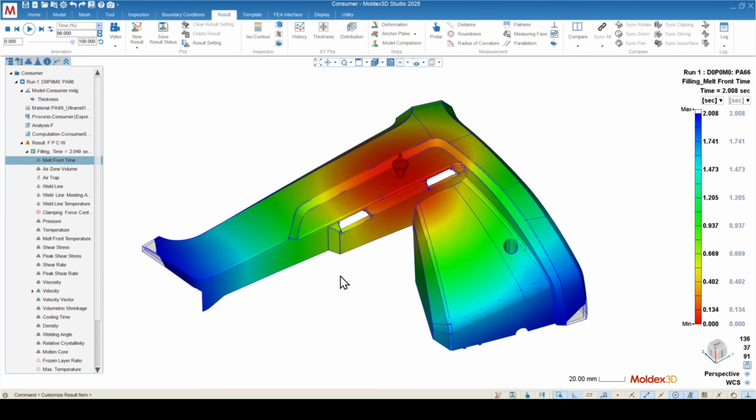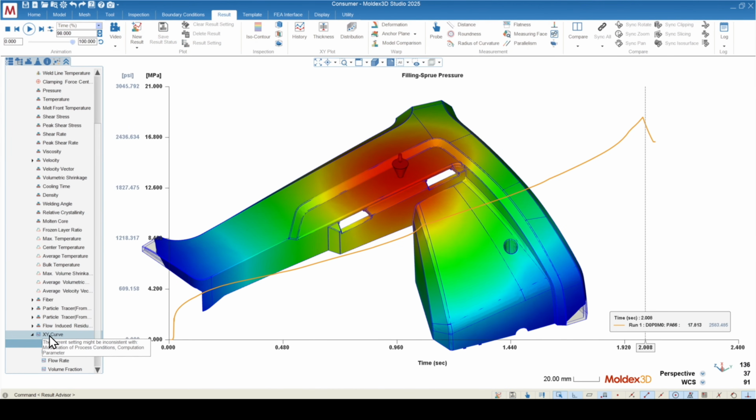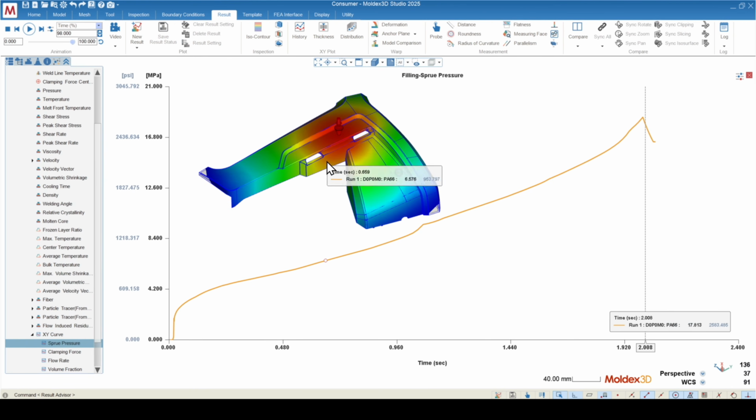To determine if the flow is balanced across my part, I can go down to the XY curve sprue pressure. And here, what I want to see is that all of my primary end of fills are unfilled at the VP switch point.